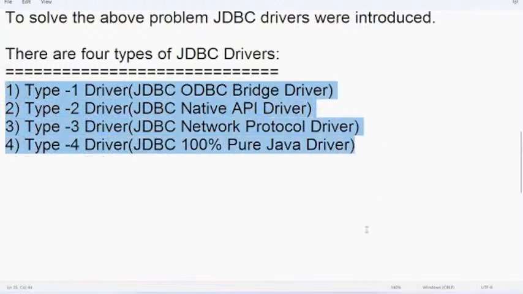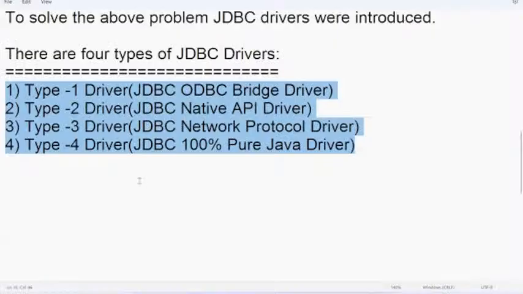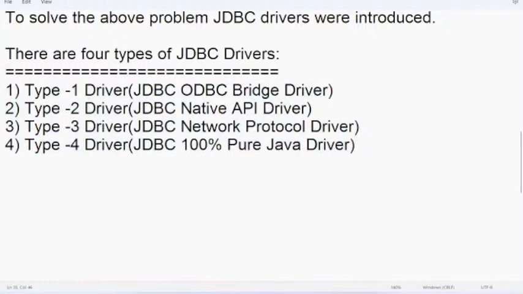Now, here 4 types of drivers are there. First, what they did was connect the Java application and ODBC, but the connection failed. That is the reason these drivers came. But why so many drivers? I'll explain. Next, write it.